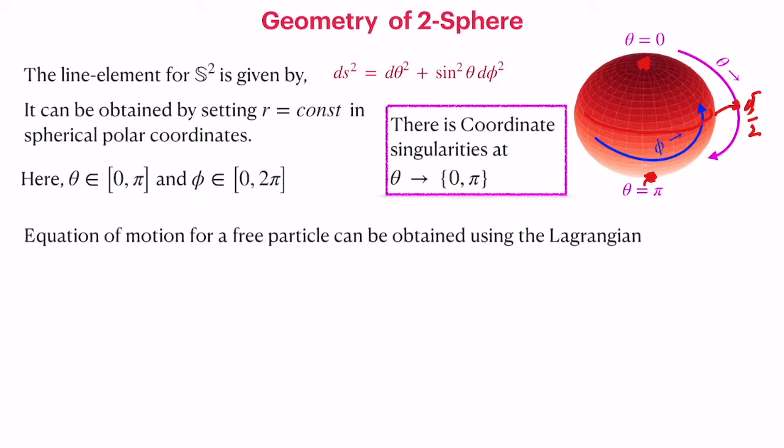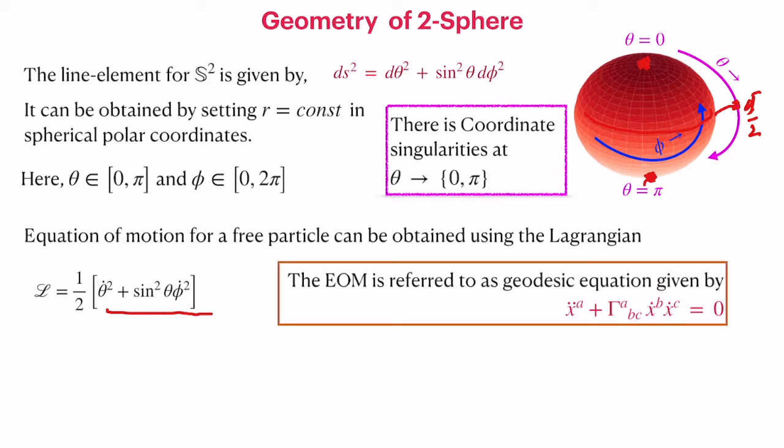You have already done the equation of motion for a free particle using a Lagrangian. Let's quickly go over this. The equation of motion for a free particle can be obtained with the Lagrangian given here: L is equal to half theta dot square plus sine square theta phi dot square. We have also seen that the equation of motion can be cast in terms of the geodesic equation, x double dot a plus gamma a b c x dot b x dot c is equal to 0. Here a and b take the values 1 and 2 for theta and phi. Usually we use Greek letters for 4 dimensions; for any other we use Latin indices.